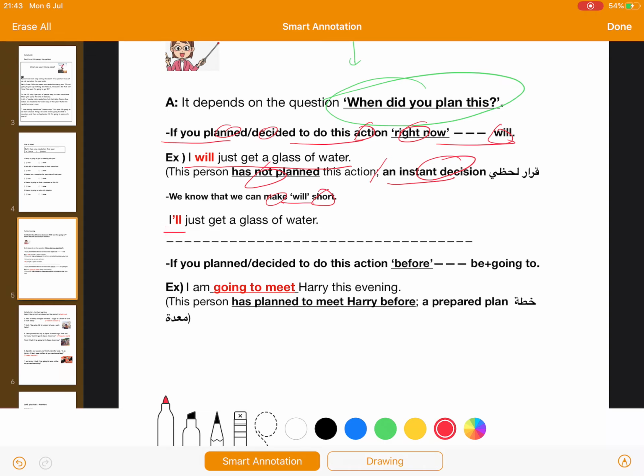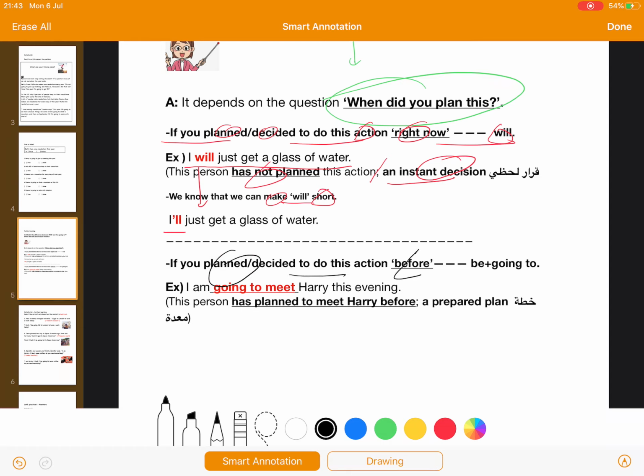We say I'll. I'll just get a glass of water. But when you say it properly, I will just get a glass of water. When you say it a bit fast, I'll just get a glass of water.